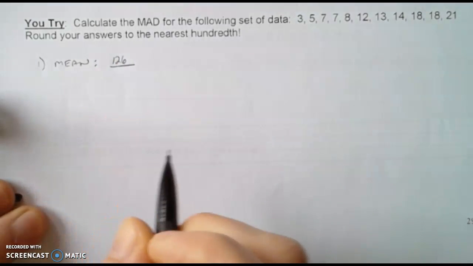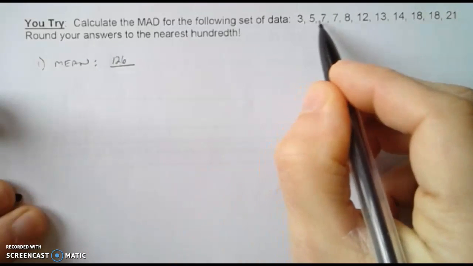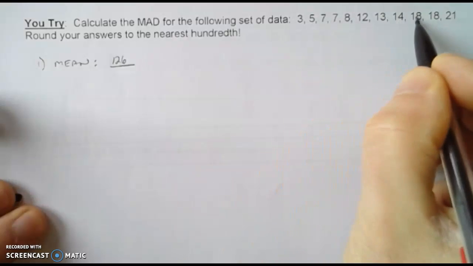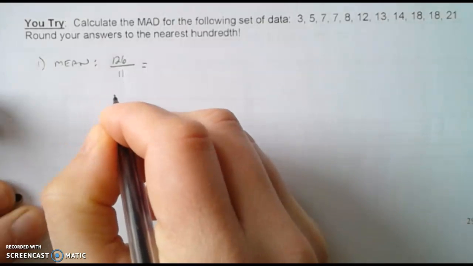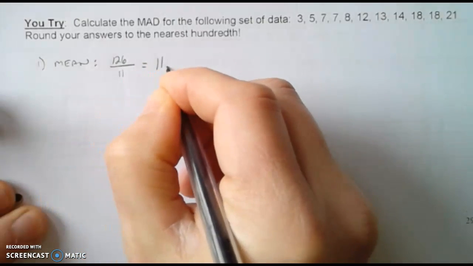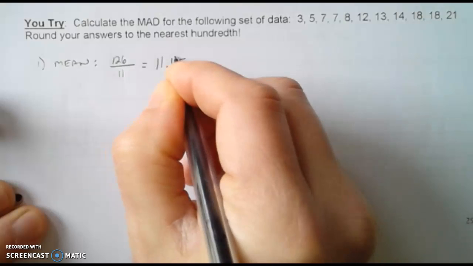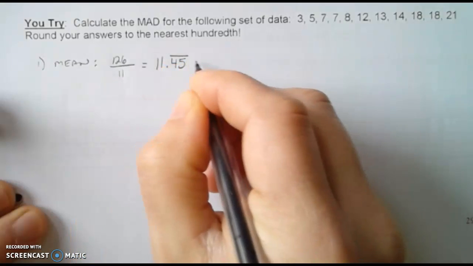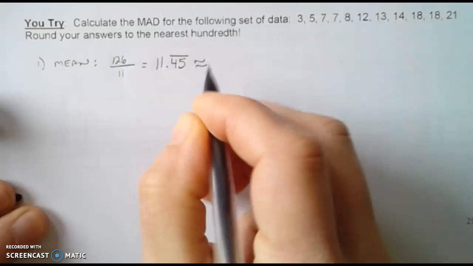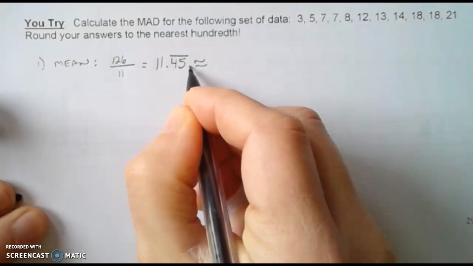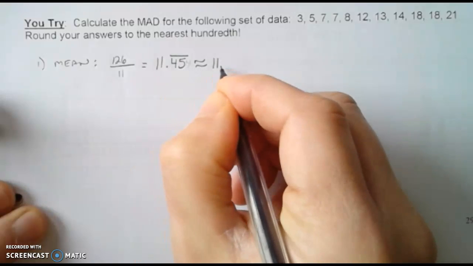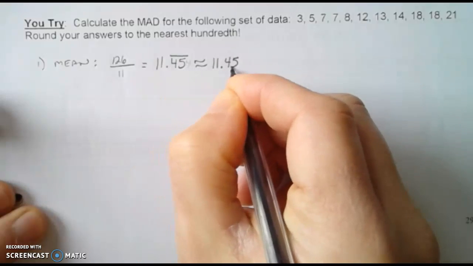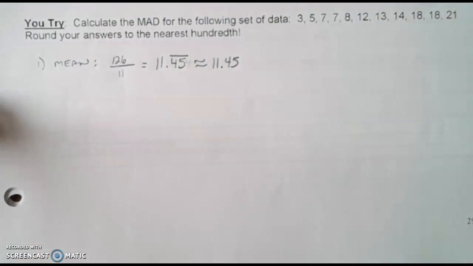Now we need to divide by how many pieces of data? 1, 2, 3, 4, 5, 6, 7, 8, 9, 10, 11. If you do 126 divided by 11, you're going to get 11 and 45 hundredths repeated. To the nearest hundredth, the next digit is another 4, which is not enough to round up our 45 hundredths, so we're going to keep that as 11 and 45 hundredths.